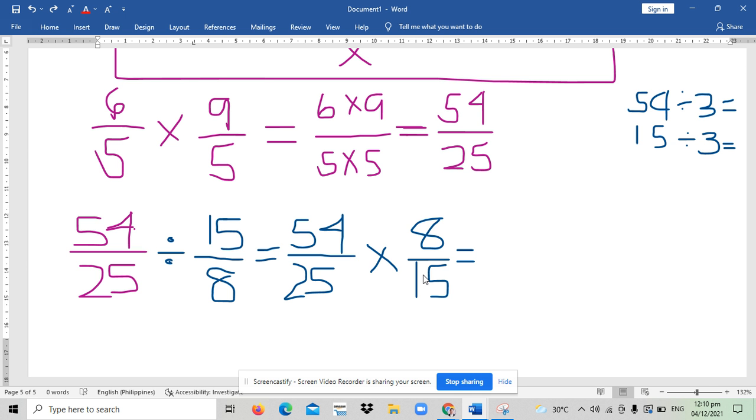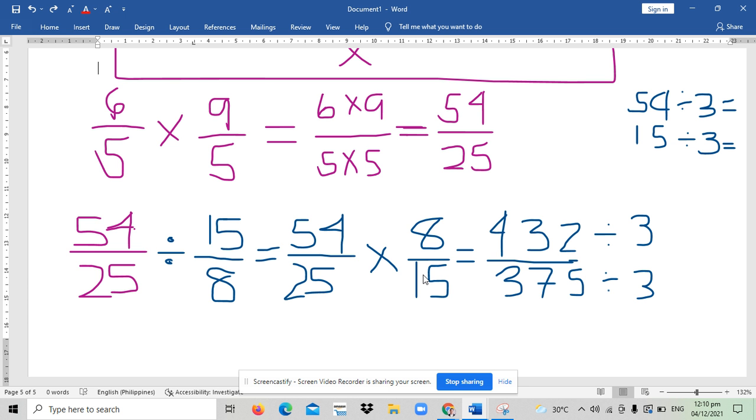Now, next, multiplying these fractions, we will multiply 54 times 8. We can get 432. And then multiplying the denominators 25 and 15, we can get 375. And then upon checking, 432 and 375 have a common factor. That is actually 3. Both numbers can be divided by 3. That's what we mean by a factor.